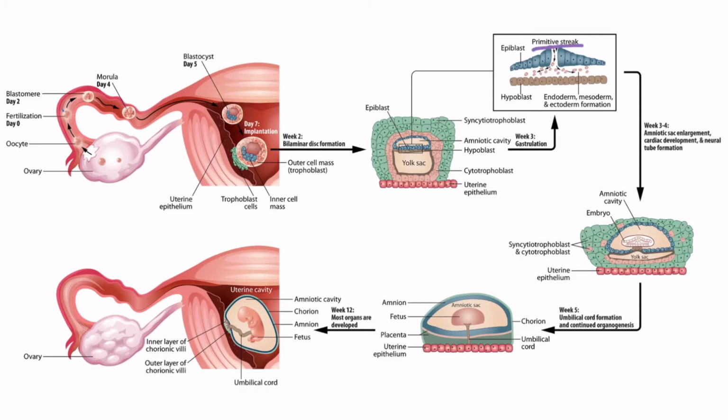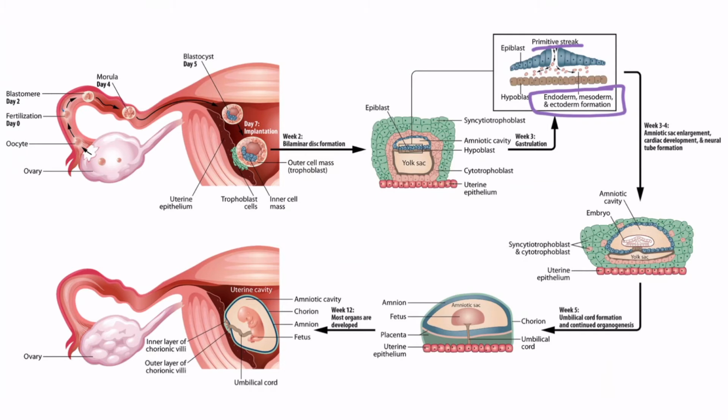And we can see that the cells from the epiblast begin to migrate through this area in between the epiblast and hypoblast and form the three essential layers of the developing embryo: the endoderm, mesoderm, and ectoderm. Endoderm formation occurs first and is the bottom layer. Then the mesoderm, which is the middle layer, forms. And finally, the ectoderm, which is the top layer.